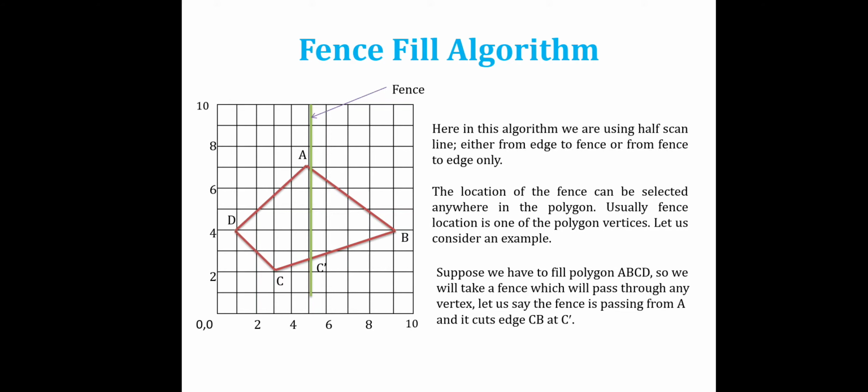The location of that fence can be selected anywhere in the polygon. Usually the fence location is one of the polygon vertices, meaning that the fence should pass through one of the vertices of the polygon. So, here we are passing that fence through the vertex A. This is an example, and this fence passes through the point A and cuts the line BC at a point called C dash. So, it cuts that line BC at C dash.